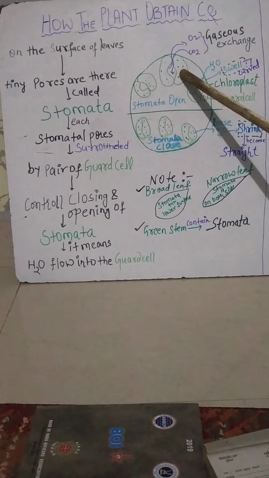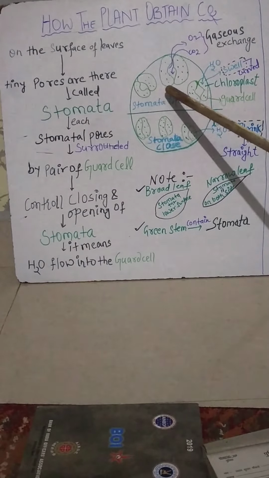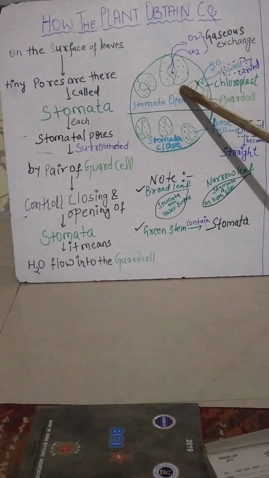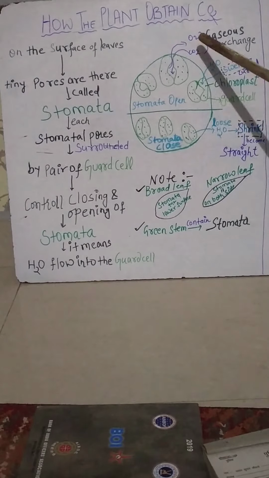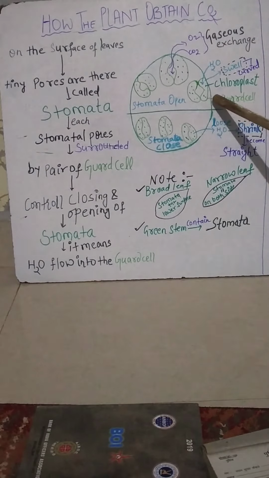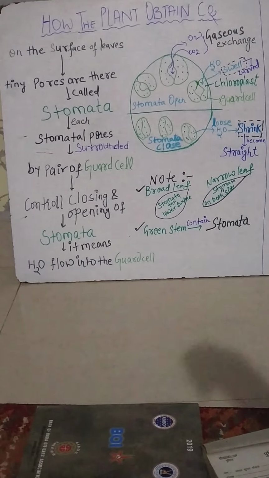These two are the guard cells and this whole structure is called stomata. Here the stomata is open and in this structure the stomata is closed. I'm going to divide this leaf into two parts. In the first structure the stomata is open and the second one is stomata closed. I hope you all understand each concept about the opening and closing of stomata and gaseous exchange.